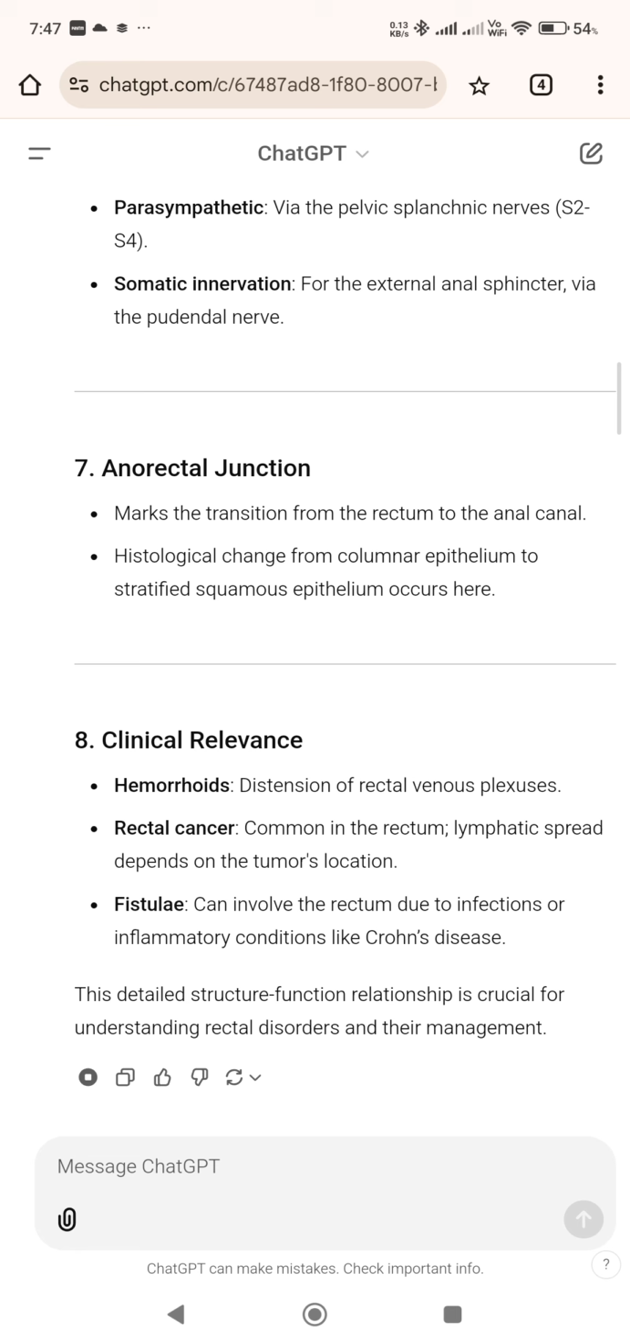8. Clinical relevance. Hemorrhoids, distension of rectal venous plexuses. Rectal cancer is common in the rectum, and lymphatic spread depends on the tumor's location. Fistulae can involve the rectum due to infections or inflammatory conditions like Crohn's disease. This detailed structure-function relationship is crucial for understanding rectal disorders and their management.